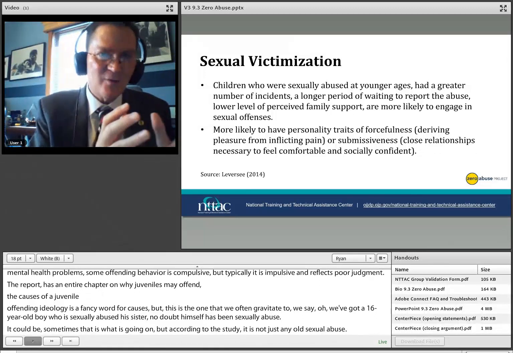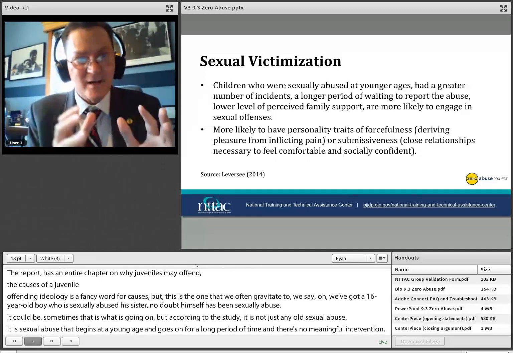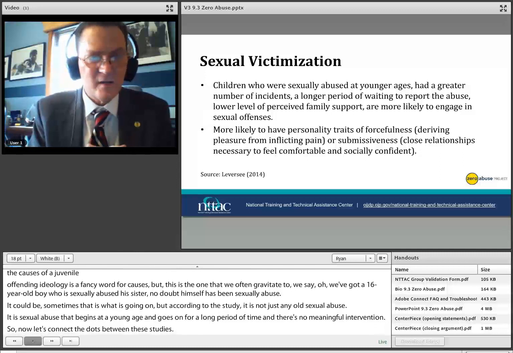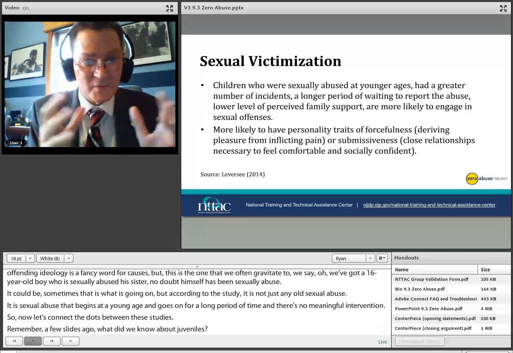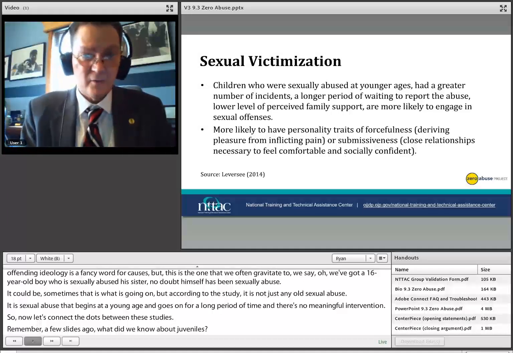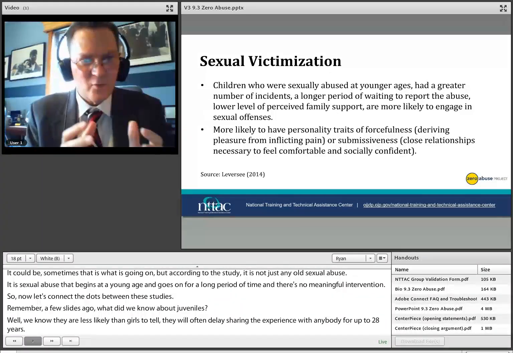So now let's connect the dots between these studies. Remember a few slides ago, what did we know about juveniles? Well, we know they're less likely than girls to tell. They will often delay sharing the experience with anybody for up to 20 years. So they're much less likely to be discovered, and as a result, much less likely to get into treatment or having other meaningful interventions.